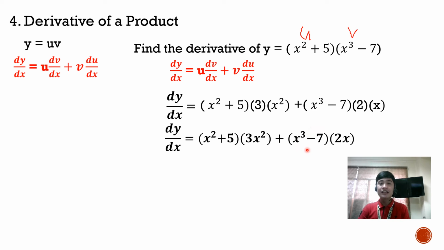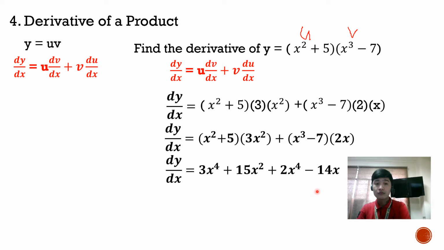Plus, quantity x cubed minus 7 multiplying 2 and x, that's 2x. Siyempre, hindi pa nakasimplify yan. So, multiply natin para mawala yung ating mga grouping symbols. Okay? So, in this case, we have now, 3x squared multiply kay x squared, that's 3x to the 4th power. 3x squared multiplied to 5, that is 15x squared. And then, 2x multiplied kay x cubed, that's 2x to the 4th power. And then, 2x times negative 7, that's negative 14x.